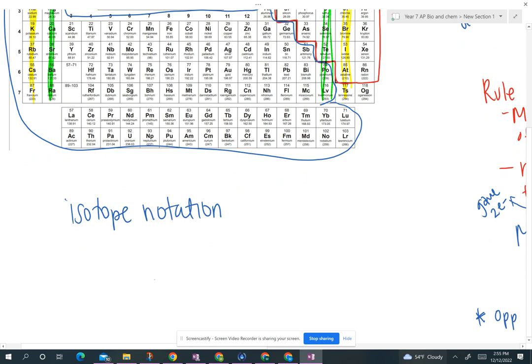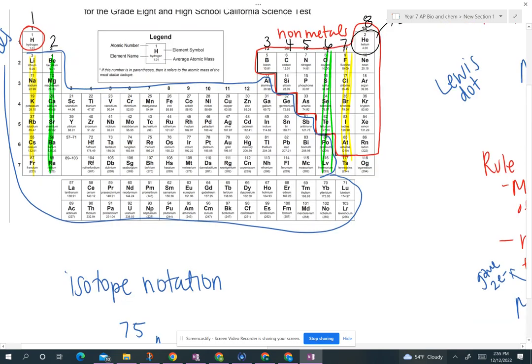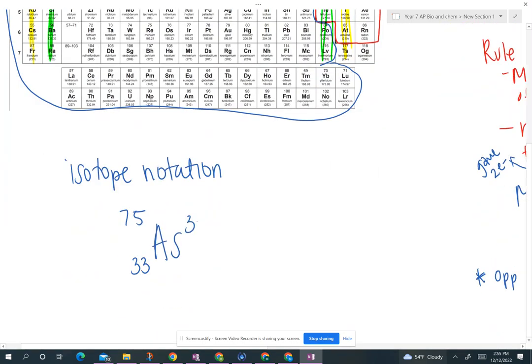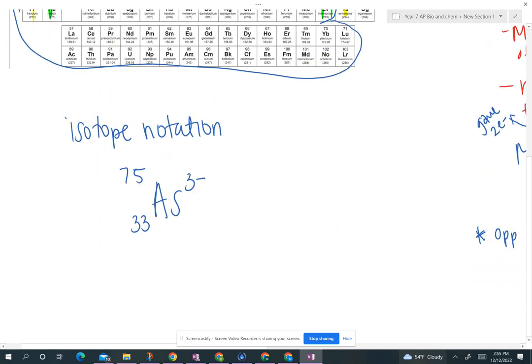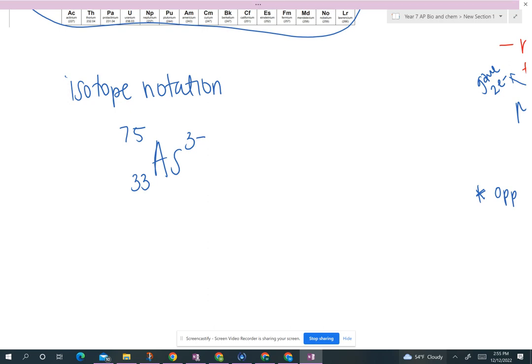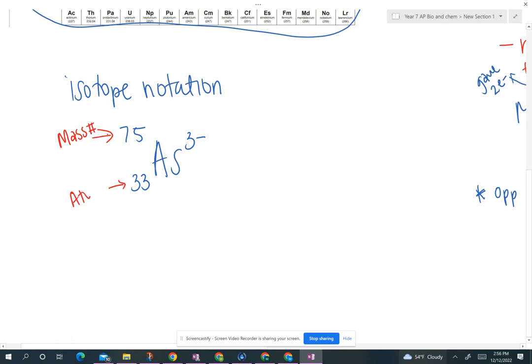So I'm going to do an arsenic one. I have arsenic. I'm going to say that my arsenic weighs 75, and it is a 33 on here. We'll give it a 3 minus charge in this case. Okay, so what's going to happen? Things that you should know: first of all, this is the mass number. This is the atomic number. This is my charge, obviously.